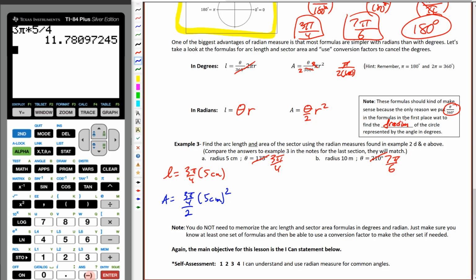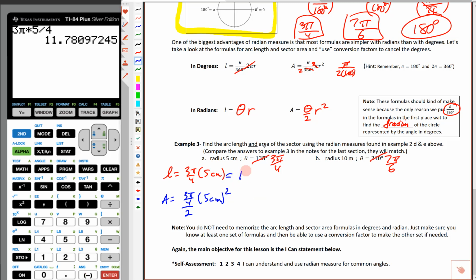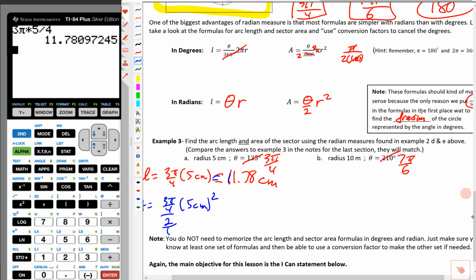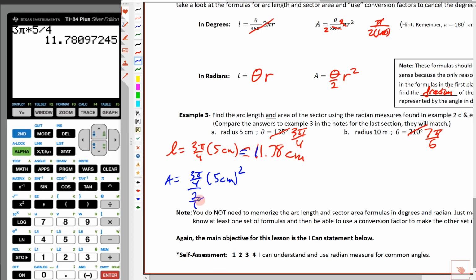11.78? Yeah. Okay. 11.78, and that would be centimeters. And let's see, this one is, take a look at this one. This is called a complex fraction, so I'm going to make this a little bit bigger so everybody knows how to use these. We're going to take this, flip it over and multiply, so this would be 1 over 2. So the easiest way to put this in would be 3 pi over 8, kind of like half of 3/4, times 5 squared. Throw that in your calculator, and would somebody tell me what you get?